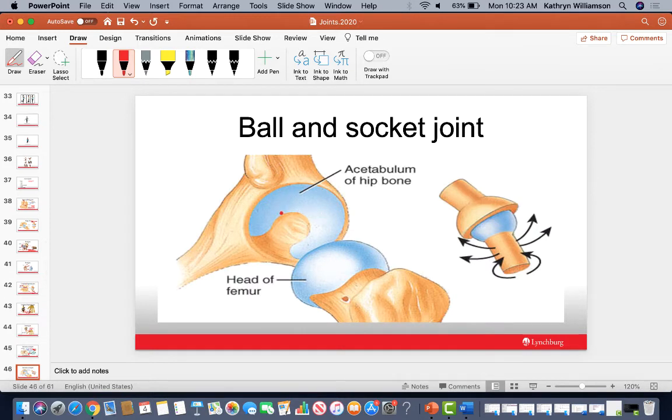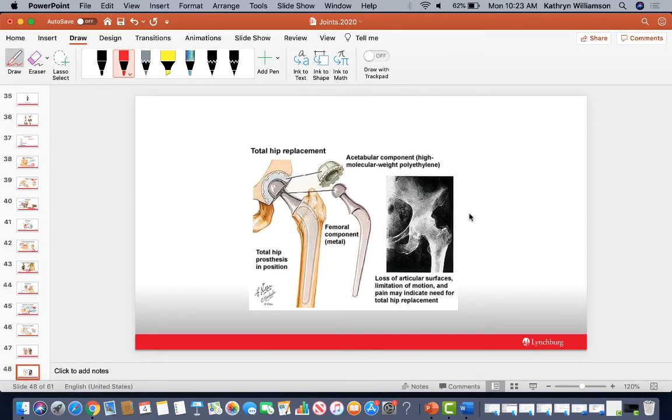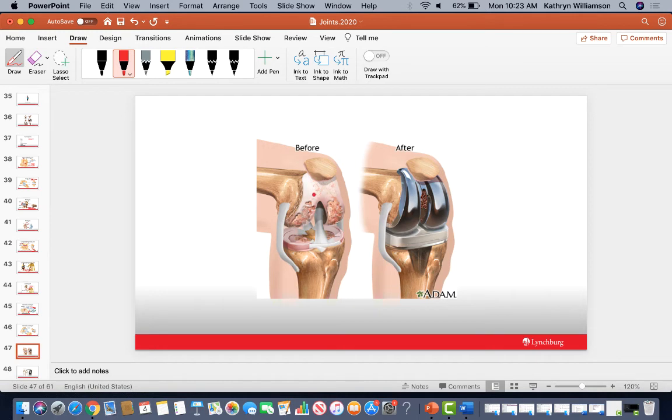And this is showing you the hip. Okay, so same type of thing. You've got the ball end of one bone and then the socket part of the other that's going to form that joint. And then I just included some interesting things. So this is what it looks like when you do a knee replacement. We can't talk about joints without talking about some of this.